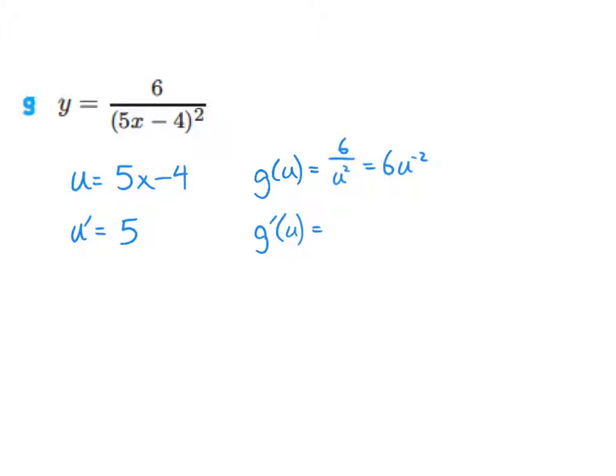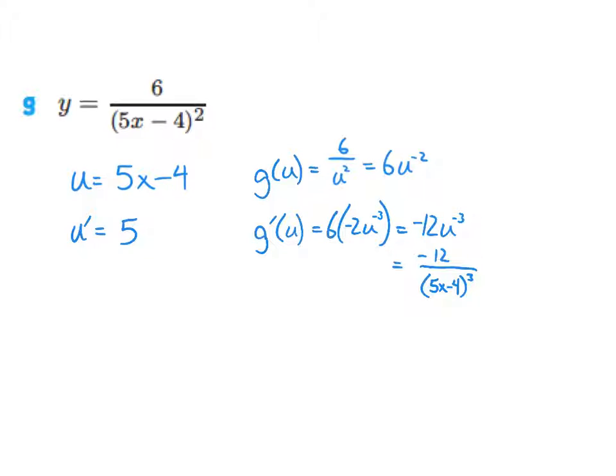Okay, 6 times negative 2, negative 12, u to the minus 2 minus 1, negative third. I kind of lost you there halfway through. That's okay. 6 times negative 2, negative 12, u to the negative third. Okay, there you go. So this ends up being negative 12 u to the negative third. And if I plug u back in and simplify that negative exponent, I've got negative 12 over (5x minus 4) cubed.